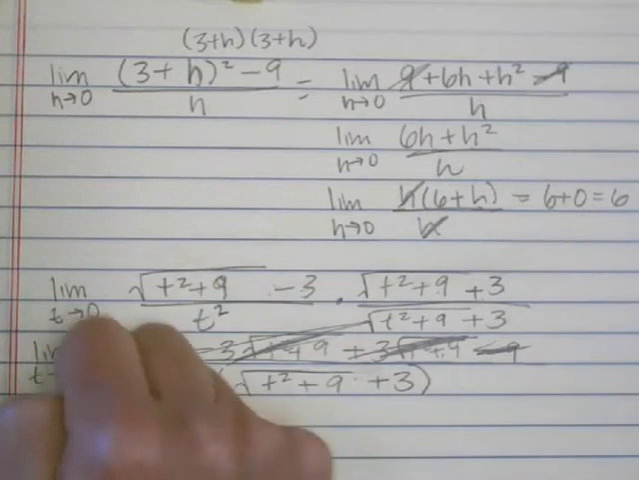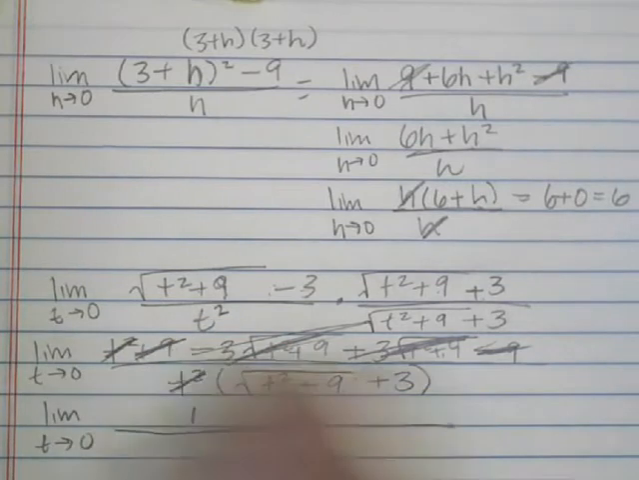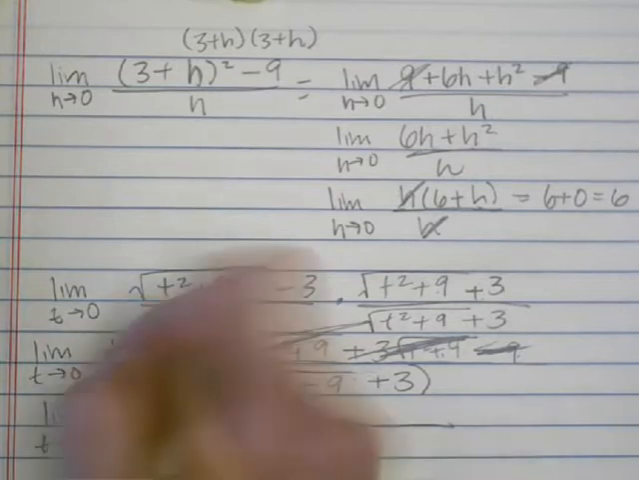So the limit as t goes to 0 is 1 divided by the square root of t squared plus 9 plus 3. And I'm going to go over again how those things canceled. This is a minus and a plus of the same thing, so it went away, it was 0. This is plus 9 minus 9, so it went away because that was 0. Then I had t squared over t squared times something, and those cancel out to give you 1.